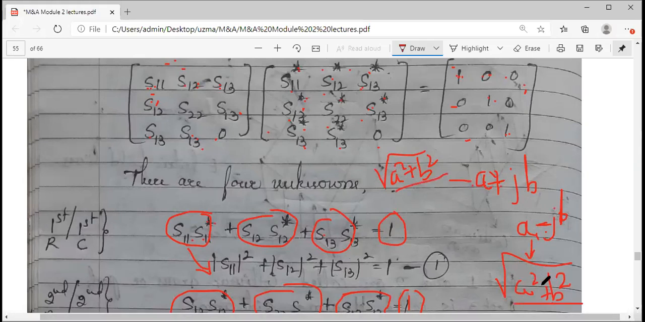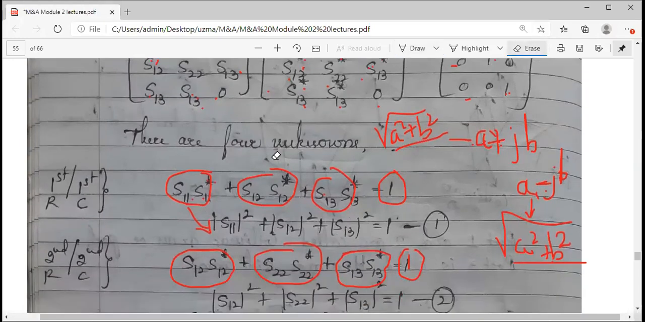Their magnitudes are the same. That's why, instead of writing this star, I can reduce this by taking only the magnitude, S11 and S11. Both are S11, taking only magnitude because they are equal in magnitude, which is equal to S11 square. Similarly, for S12 also I can write in the same way. For S13 also I can write. Their magnitudes are equal. So this is equation 1. Hope you understood how we have got equation 1.